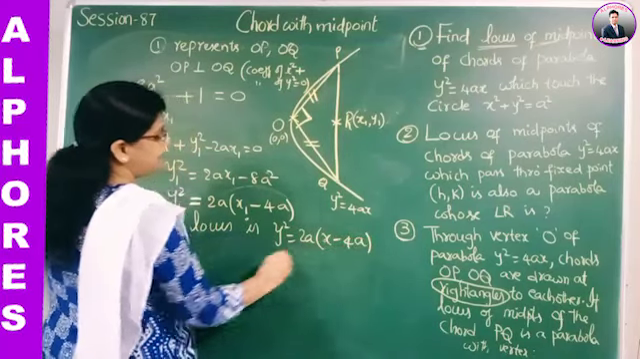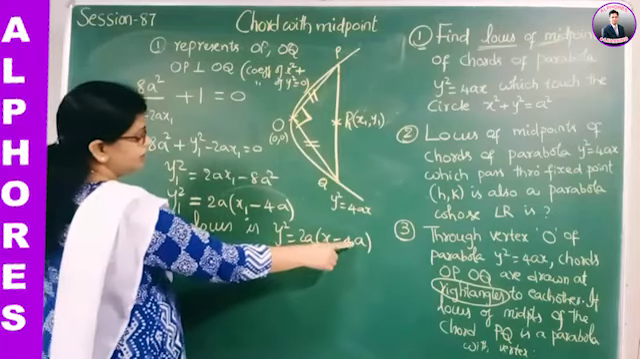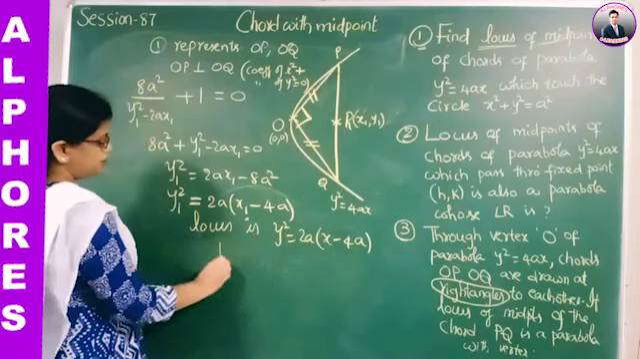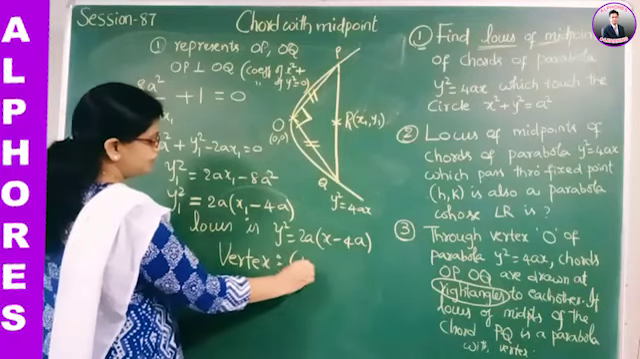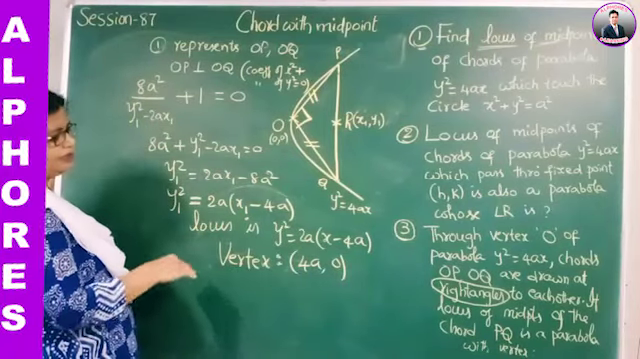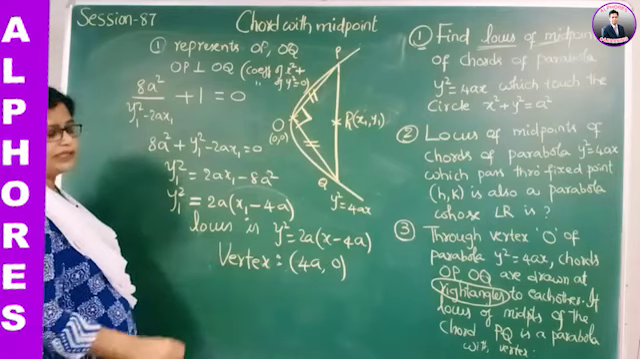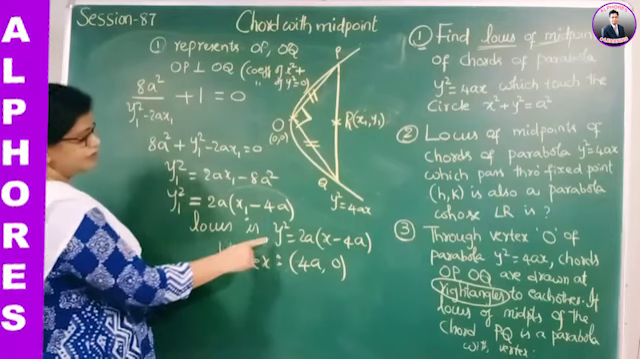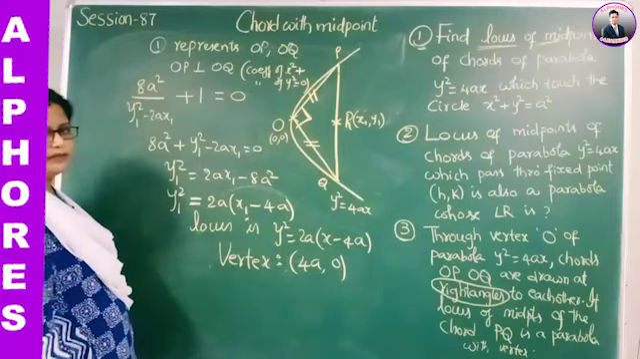Now to this parabola, students, what about the vertex? The vertex is nothing but 4a comma 0. Therefore to this parabola, the vertex is 4a comma 0. They may ask any value, that means the focus of the locus or latus rectum of the locus. Any value they may ask. Once you know the standard form, you can write each of those values.